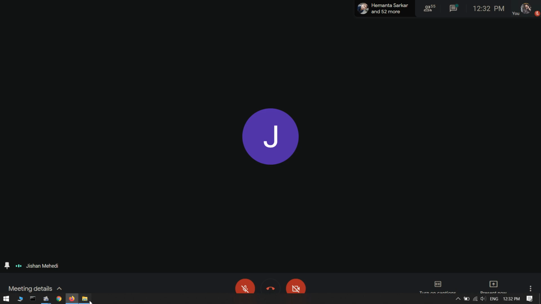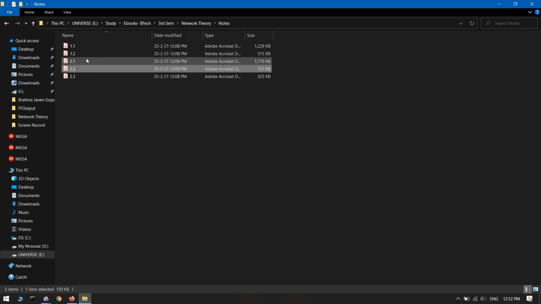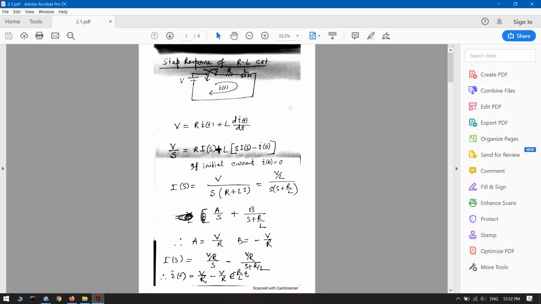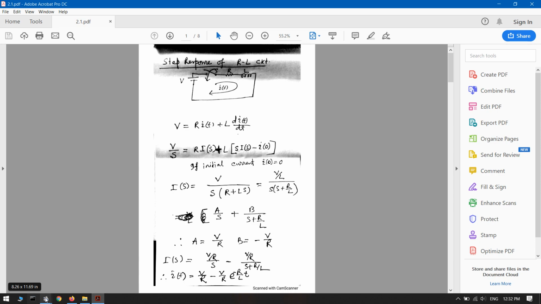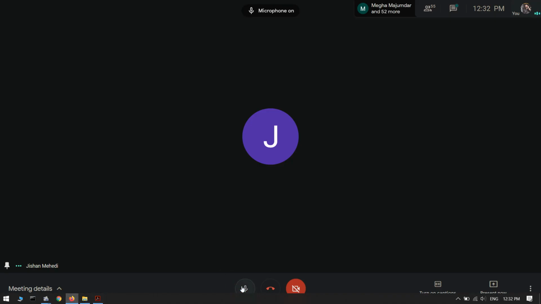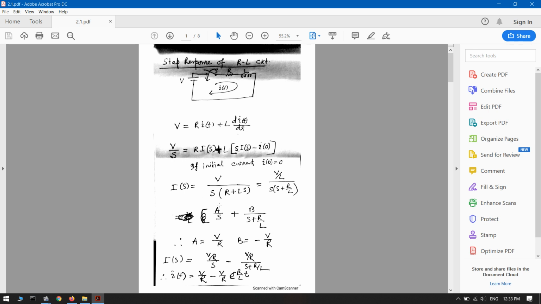You open the first PDF. Have you opened the first PDF? First PDF, first page. Now see the heading. It is the step response of an RL circuit.